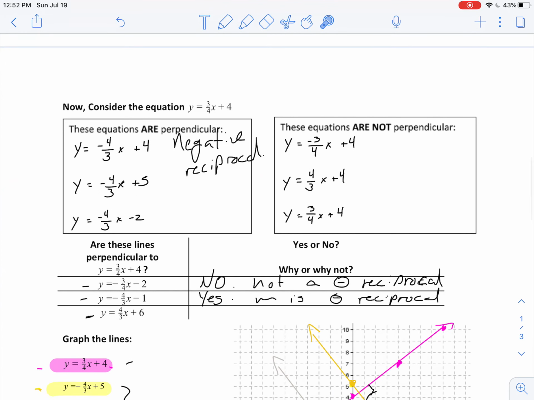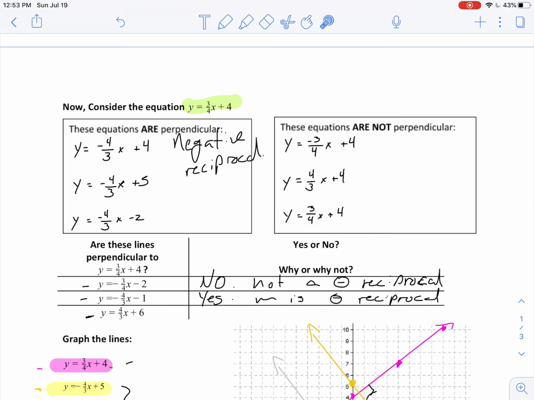Now we're going to consider this new equation, y equals 3 over 4x plus 4. So these equations are perpendicular, and these are not perpendicular. Let's look at the perpendicular here. I have a slope of negative 4 over 3 plus 4, y equals negative 4 over 3 plus 5, y equals negative 4 over 3 minus 2. We're noticing something about the slopes. The slope of the given line is 3 over 4. The slope of a perpendicular line is negative 4 over 3. We call that the negative reciprocal.